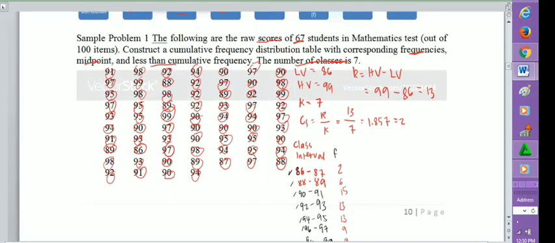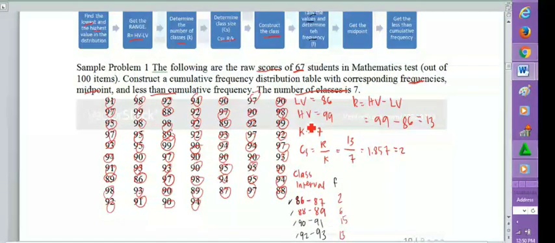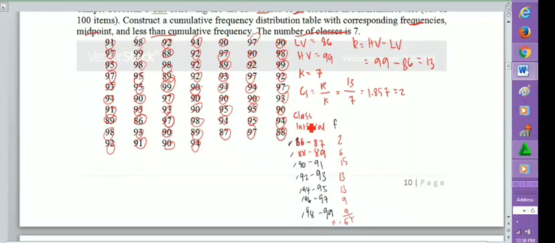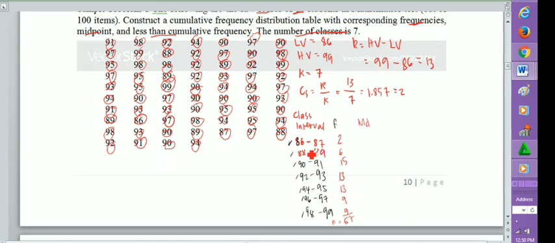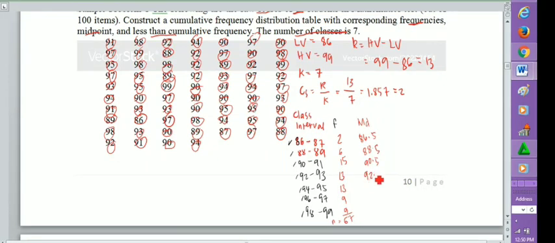Now, after getting the frequency, we are now to get the midpoint. So we will make another column for our midpoint. Midpoint is symbolized as MD. If you could recall, midpoint is solved by simply adding the lower and the upper bound divided by 2. So simply 86 plus 87 divided by 2. That would be 86.5. This one, 88.5. We have 90.5. We also have 92.5, 94.5, 96.5, and 98.5.